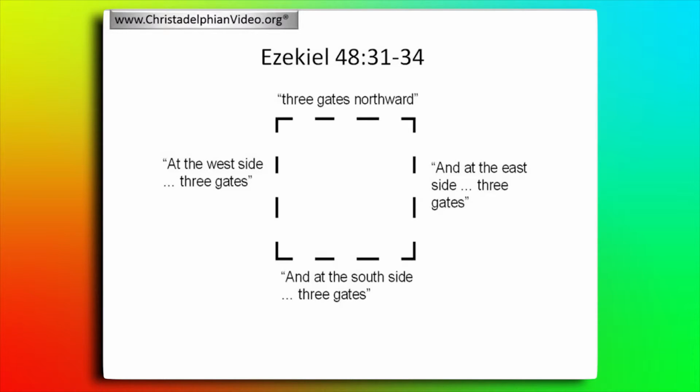Then later in the chapter the gates of the city are described. "And the gates of the city shall be after the names of the tribes of Israel, 3 gates northward, 1 gate of Reuben, 1 gate of Judah, 1 gate of Levi. And at the east side 4,500, and 3 gates, and 1 gate of Joseph, 1 gate of Benjamin, 1 gate of Dan. And at the south side 4,500 measures, and 3 gates, 1 gate of Simeon, 1 gate of Issachar, 1 gate of Zebulun. At the west side 4,500 with their 3 gates, 1 gate of Gad, 1 gate of Asher, 1 gate of Naphtali." So, on each side of the square there were 3 gates.